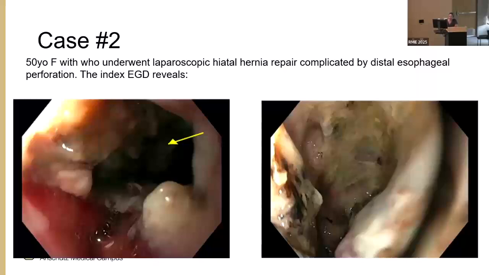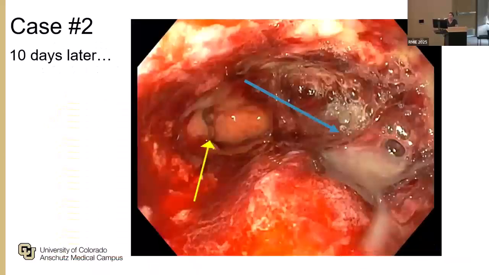But case number 2 is someone who underwent a laparoscopic hiatal hernia repair that had a distal esophageal perforation. The index EGD reveals a defect that's pointed out by that arrow on the left. It's communicating with this large cavity that you can see on the right. This patient underwent initially stent placement, and then imaging showed a persistent defect, underwent an overlapping stent, still persistent defect. And so the stents were removed 10 days later.